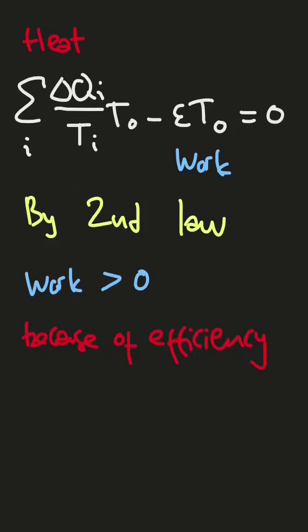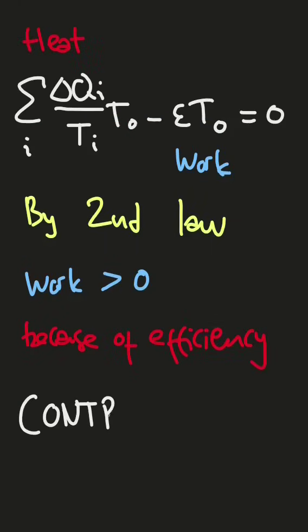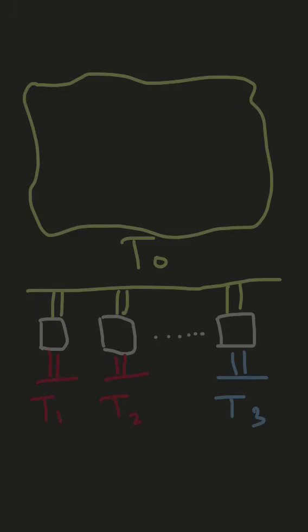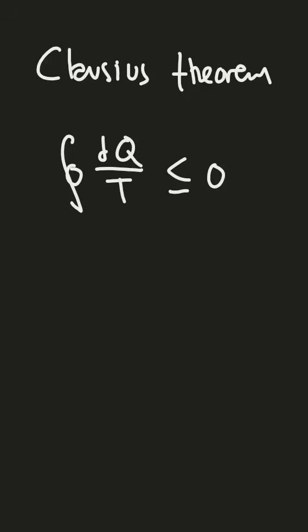The next consideration is about efficiency. From this point of view, the overall system is one reservoir T0 converting all its heat to work. This contradicts the second law. And that's why in the end, from the continuous cycle point of view, with infinitely many continuous Carnot engines, we have this inequality known as Clausius's theorem, so that's why we can define the difference of entropy as equal to this.